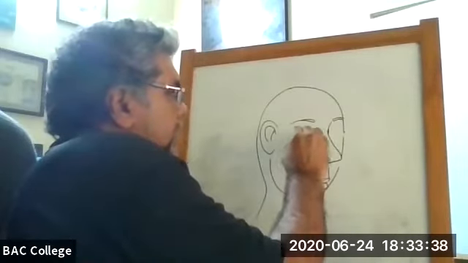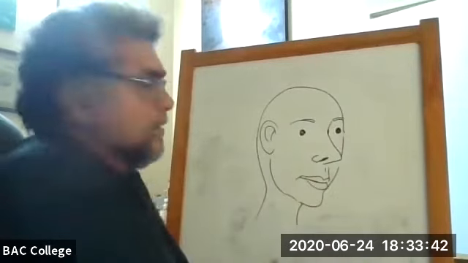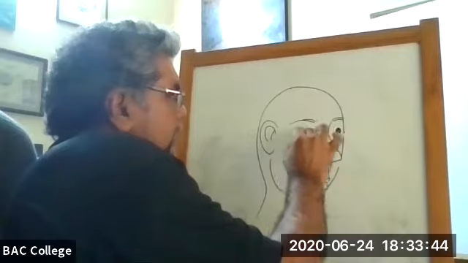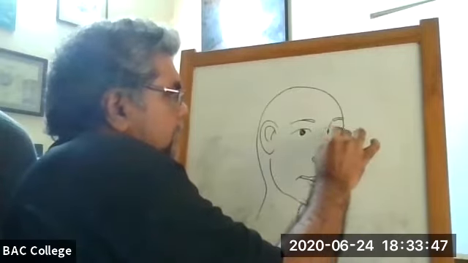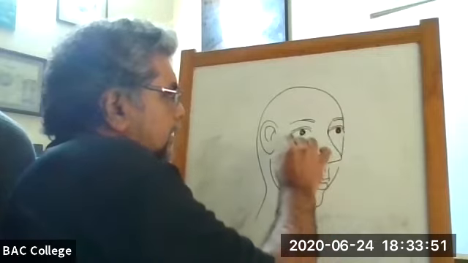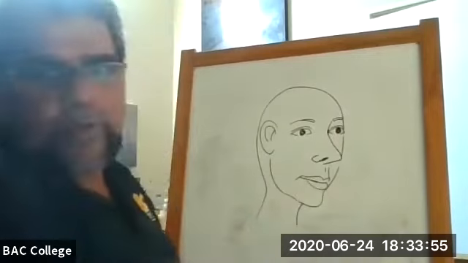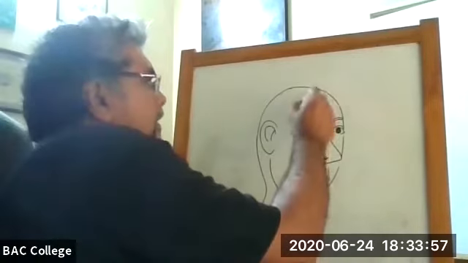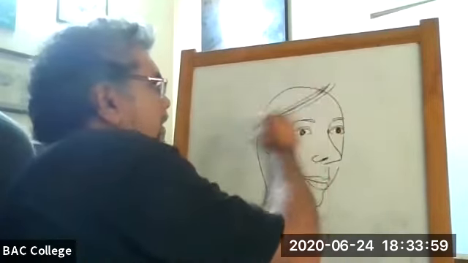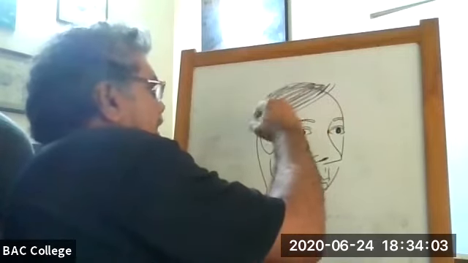And if you want to draw the eyes, you can get the eyeball, right? And draw the upper eyes, and then the double eyelid. Now it looks very surprised. And then you can get the hair.